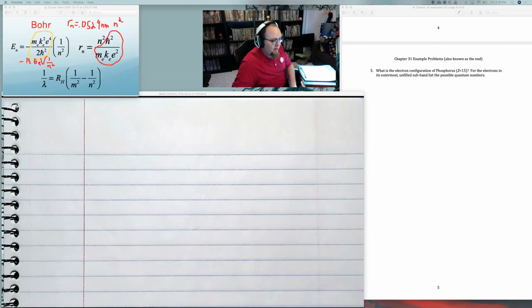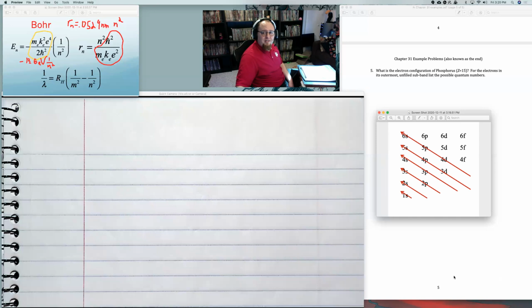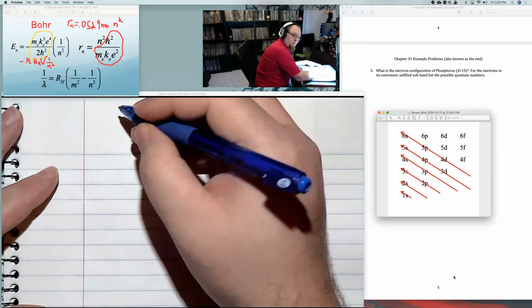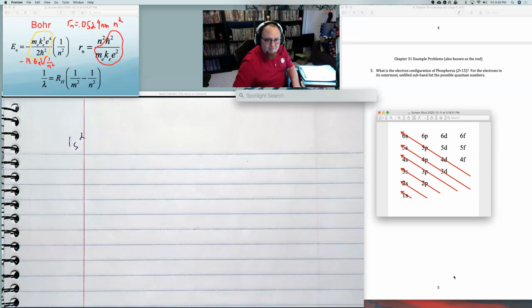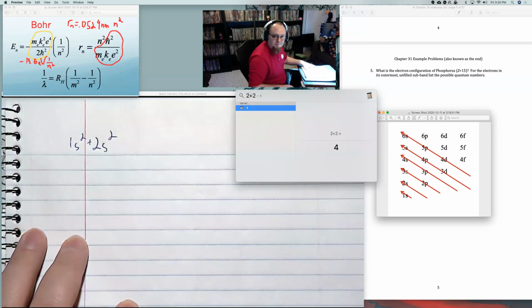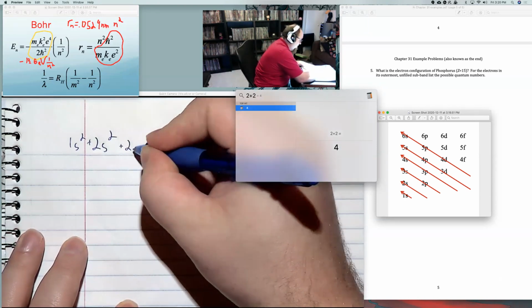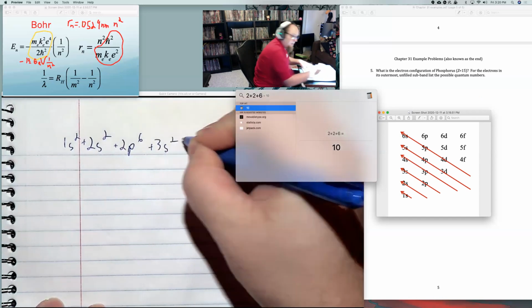So, if I want to find the electron configuration of phosphorus, I'm going to need this chart because that's the order I fill these things in. I start with 1s2, 2 electrons. Then I go to 2s2, that's 2 more electrons. Next is 2p. 2p can hold 6 electrons. So I'm at 10. After 2p is 3s. This can hold 2 electrons.